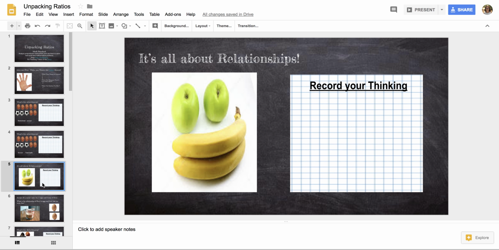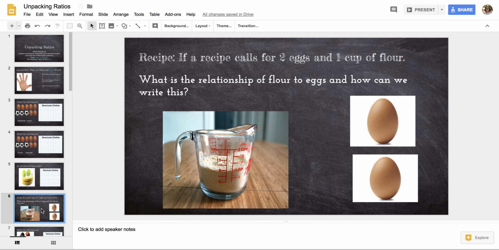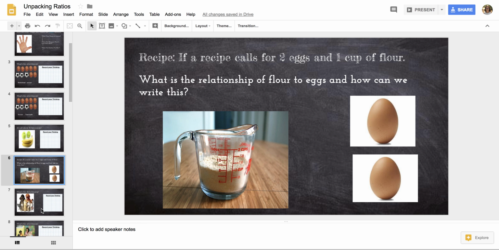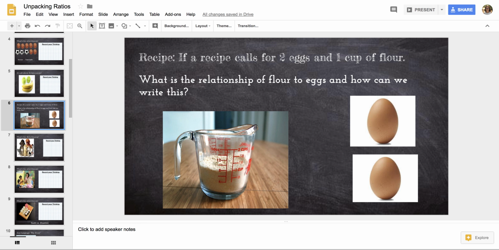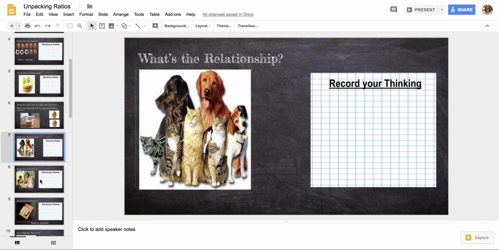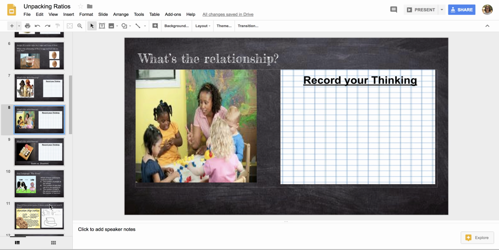Then we move into some other examples. What's the relationship here? And they could use part to part and part to whole. Students look at recipes. So if the recipe calls for 2 eggs and 1 cup of flour, what's the relationship of flour to eggs? And how can we write this? Some cute images on dogs, and dogs versus cats, and kids. So there's some great examples here.